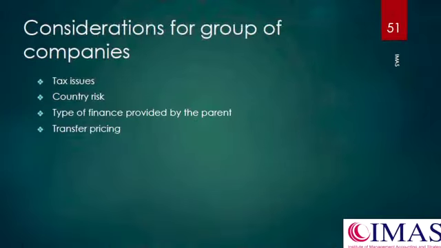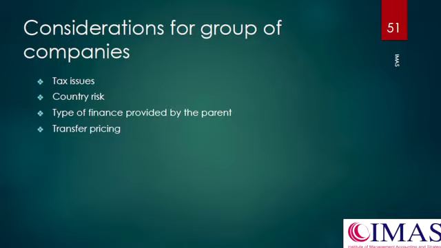Moving on, we're looking at slide number 51, considerations for a group of companies. The first consideration is tax issues. On tax issues, we have local tax issues. We also have international tax issues. Our international tax issues are governed by the OECD. One of the primary aims of the OECD is to promote globalization. They have ways of trying to reduce double taxation or the impact of double tax.